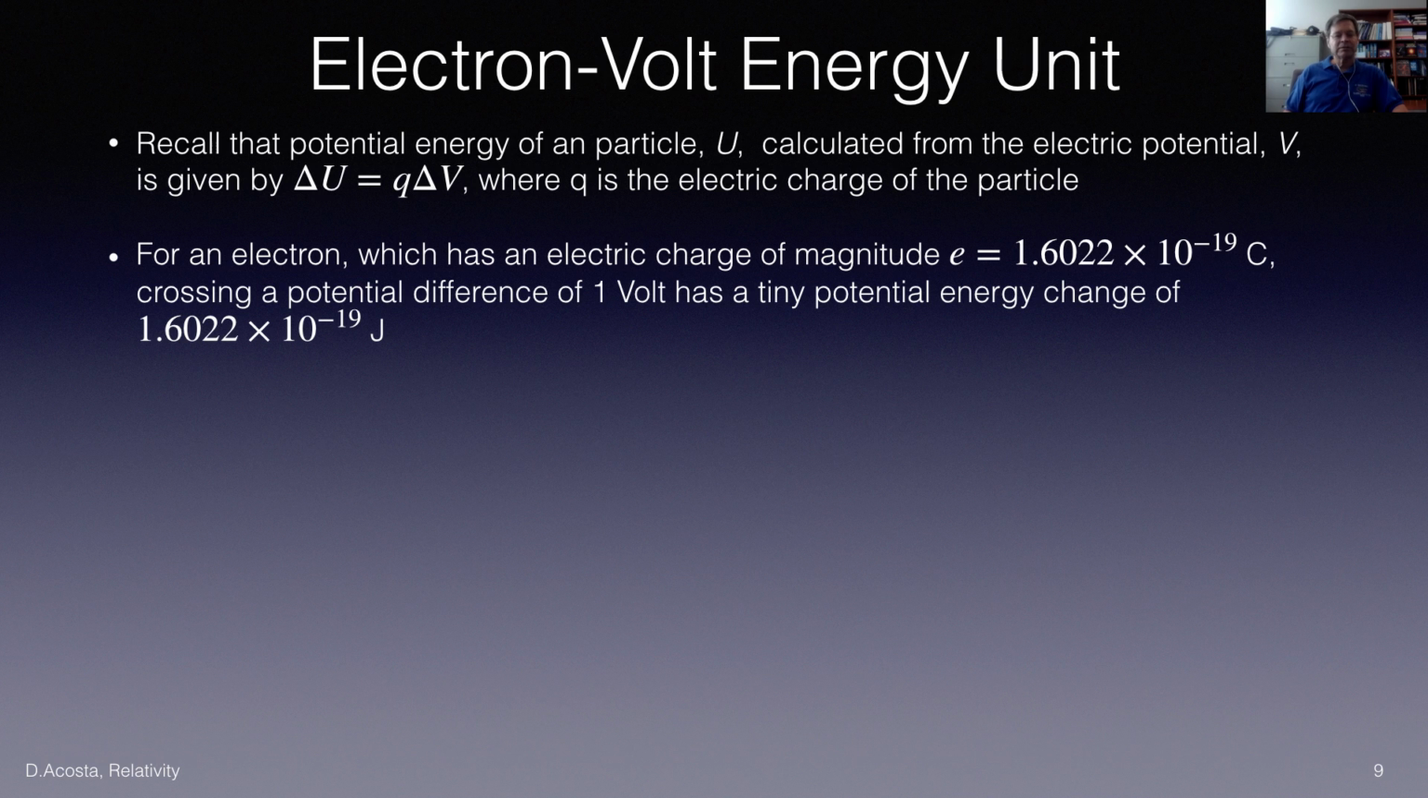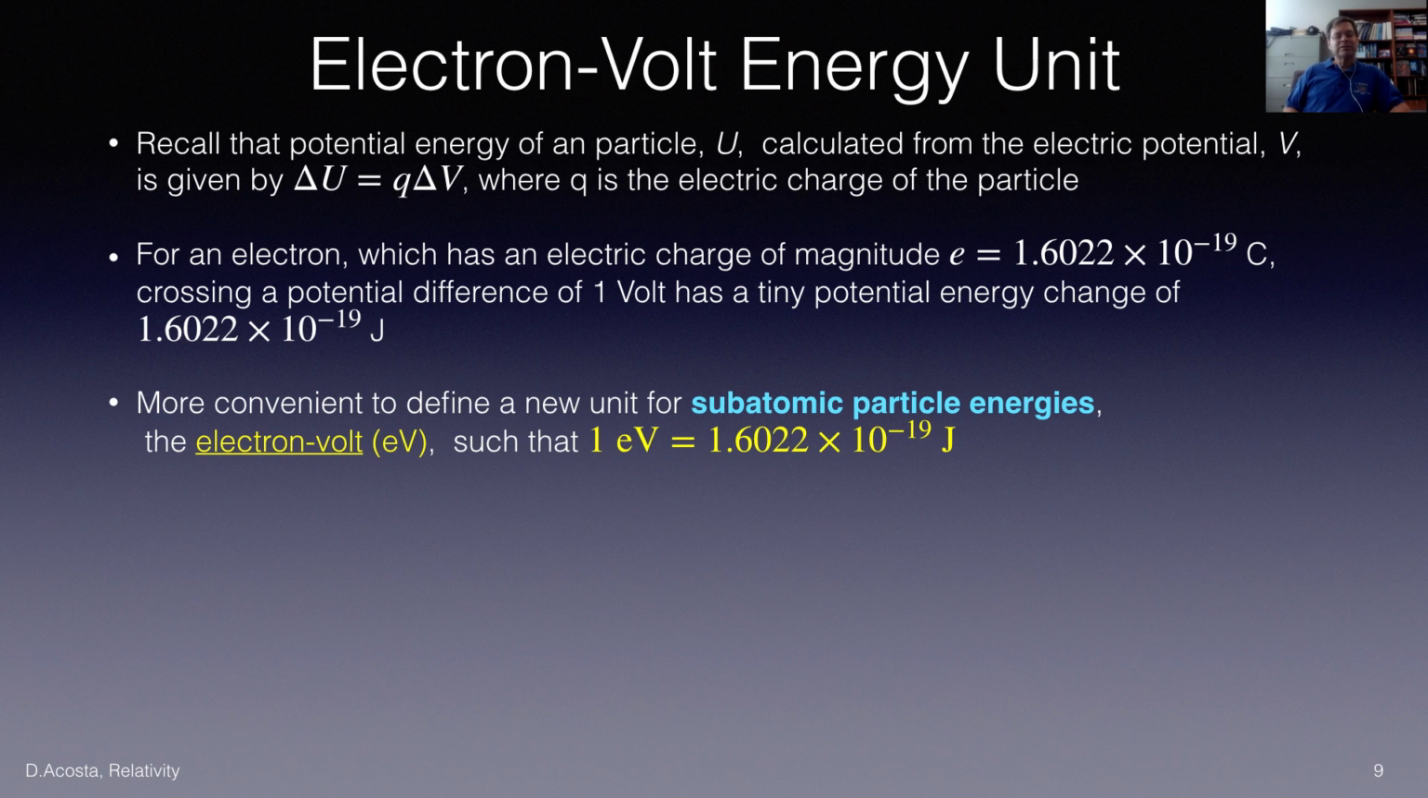For an electron, which has a charge of magnitude e of 1.6022 times 10 to the minus 19 coulombs, crossing a potential difference of 1 volt has a tiny potential energy change of only 1.602 times 10 to the minus 19 joules. I'm multiplying the charge by the change in potential, which is only 1. So that's a tiny amount of joules.